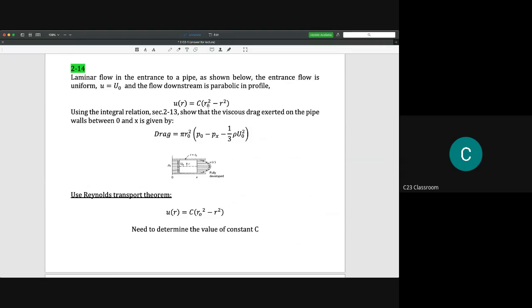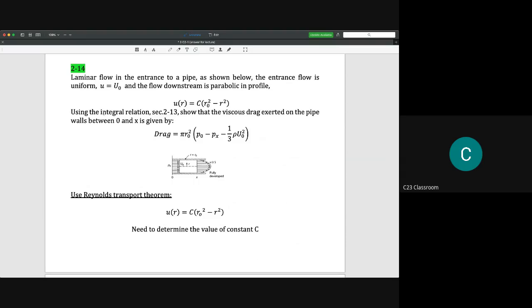in this equation. So u(r) here is the velocity distribution for the fully developed flow inside the pipe. Okay, the U here is the velocity of the fluid before entering the pipe. So we assume that this is the initial velocity.